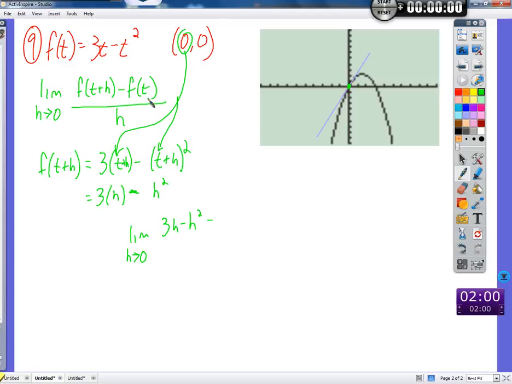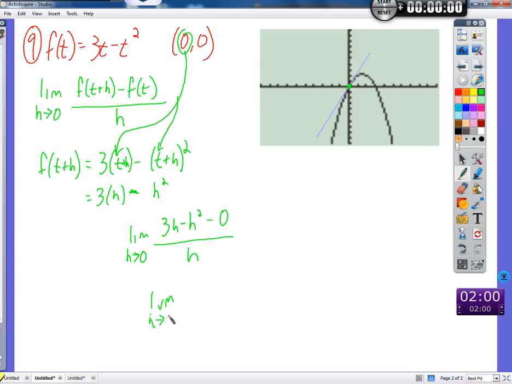And how do you know? 3 times 0. You put zero in there. Also, in the problem, they gave you 0, 0. That's a point on the graph, which means that if you put in 0 for x, you must get out 0 for y.